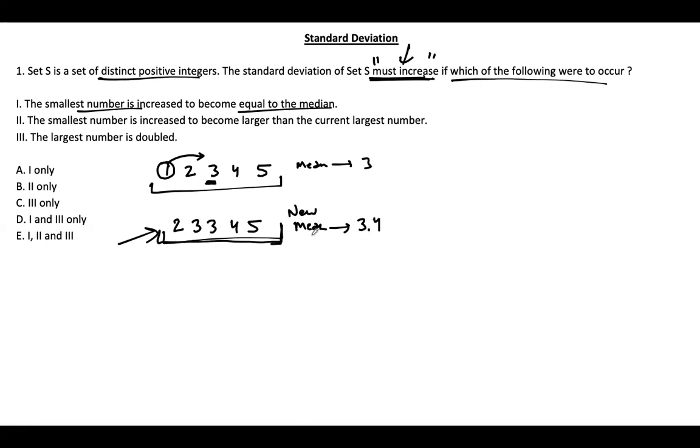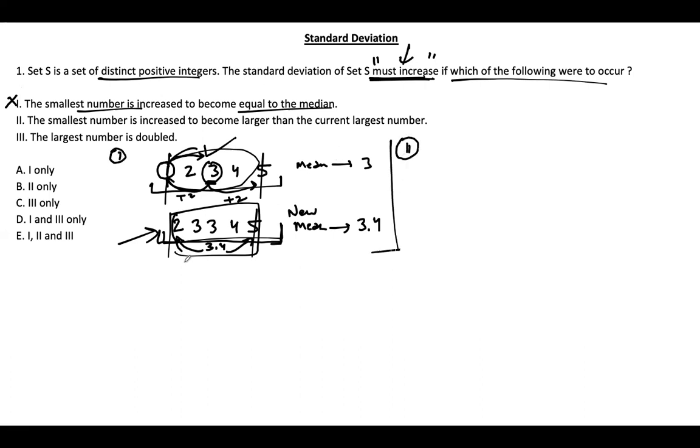But with respect to this mean, let's say 3.4, this value is 2, this value is 5. And with respect to 3, this value was at a distance of, let's say, 2. This value is at a distance of 2. So can you tell me whether the standard deviation has increased or decreased? Values were more scattered earlier. Values are closer now. So has the standard deviation increased or decreased? Decreased. Go for statement 2.